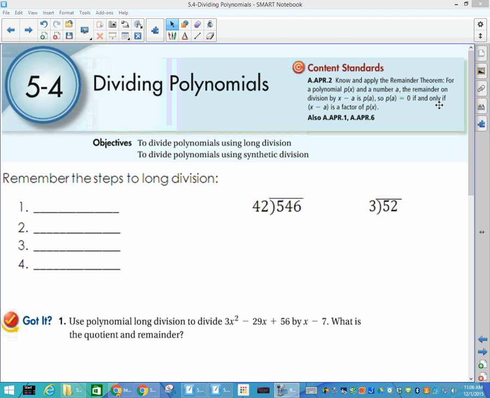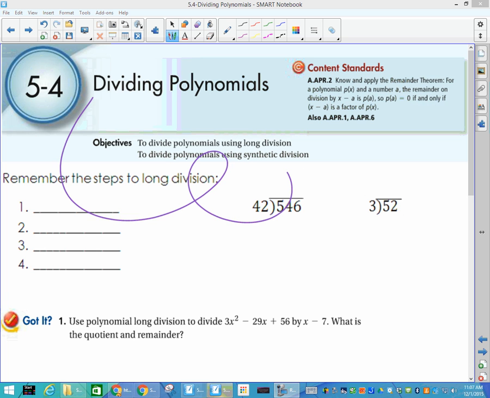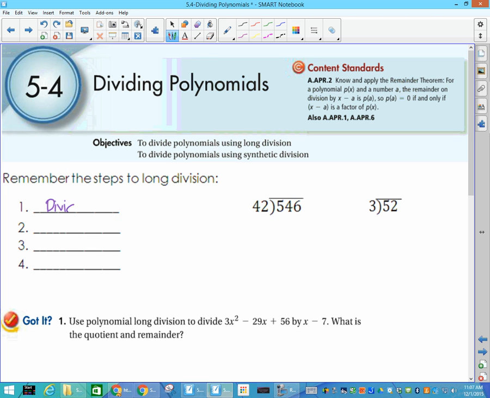So, to start off with, I would like to review what you've done in elementary school. So hopefully you remember. Okay, so the first step is you always divide.